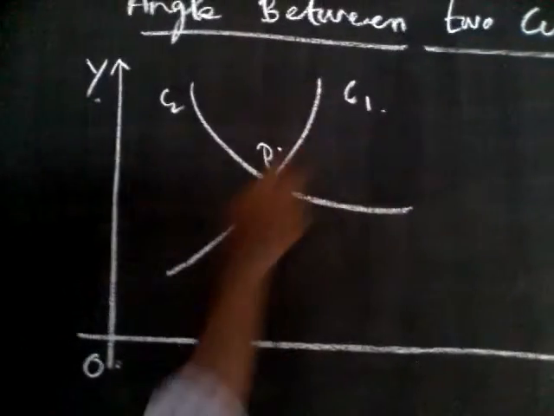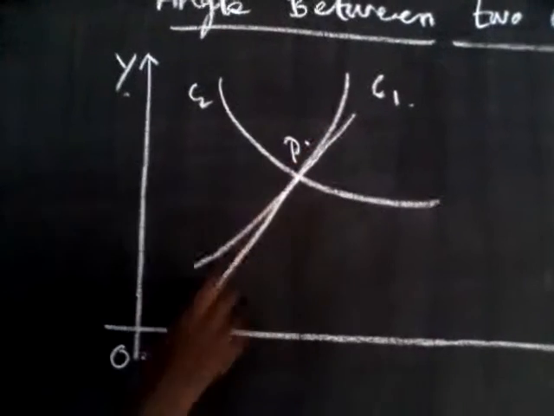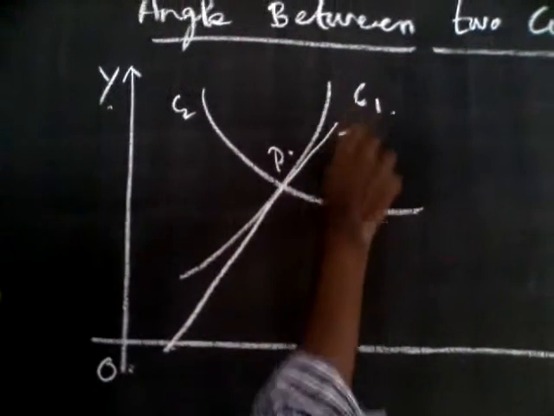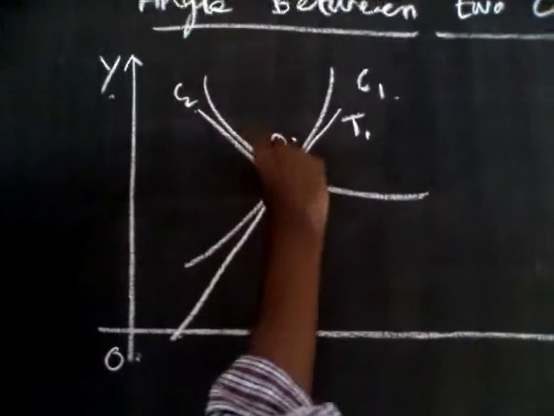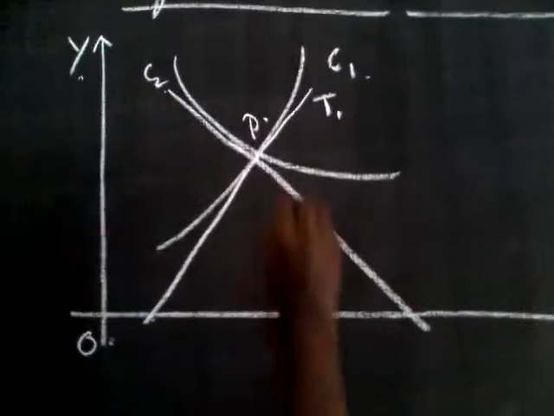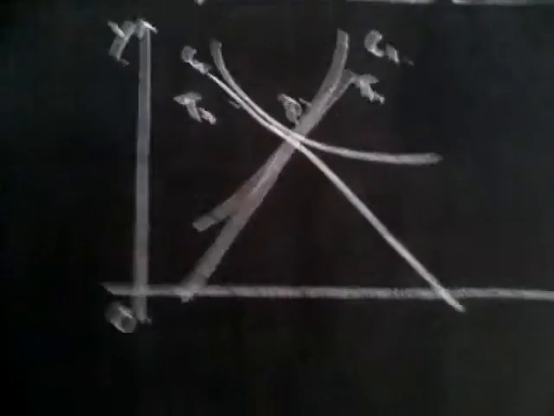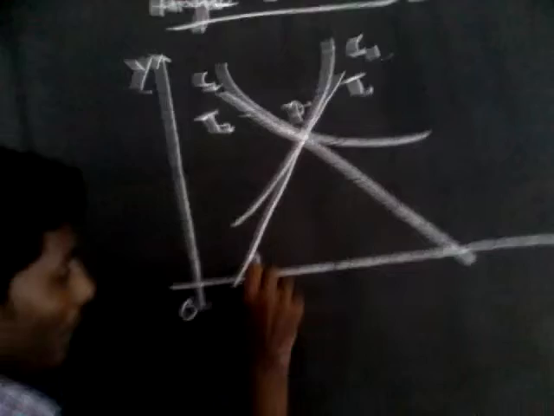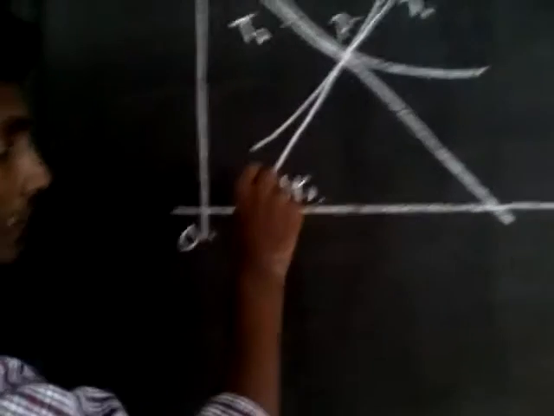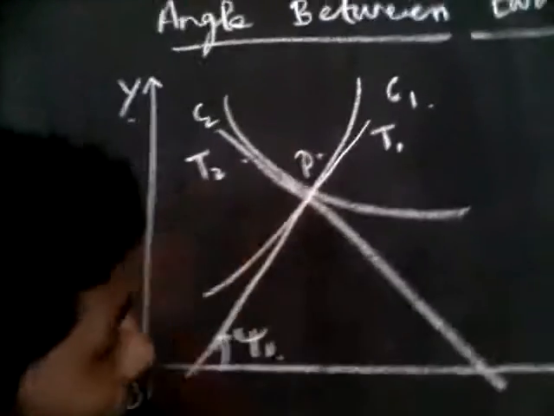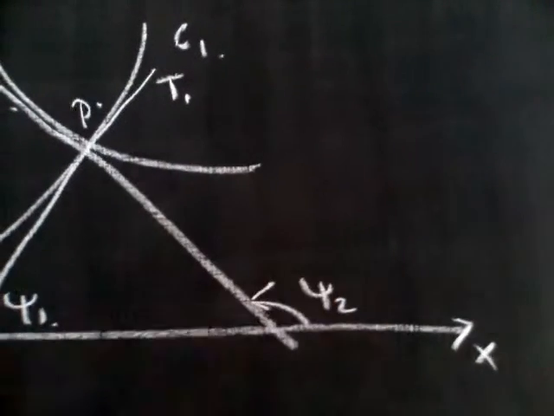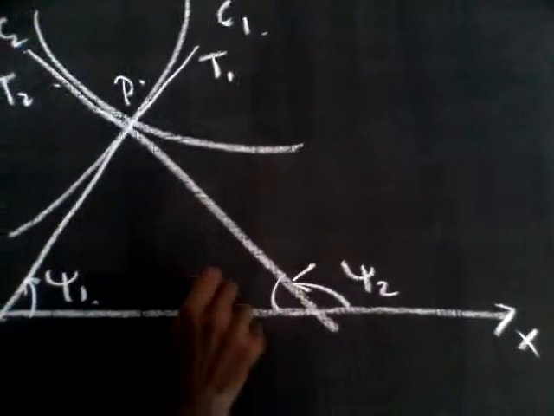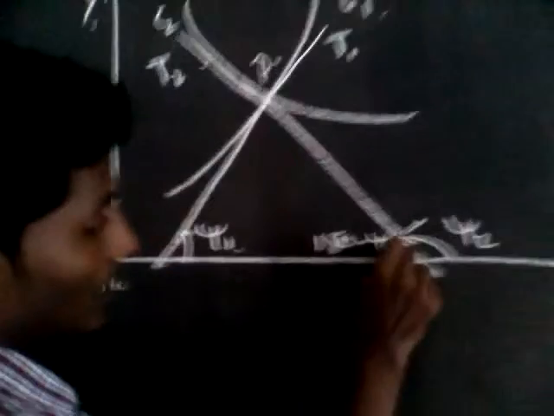Draw a tangent to the curve C1. So this is PT1. Draw a tangent to the second curve C2. So this is PT2. The first tangent PT1 makes an angle psi1 with the x-axis in the positive direction, that is anticlockwise. The second tangent PT2 makes an angle psi2 with the x-axis in the positive direction. So this angle should be 180 minus psi2.